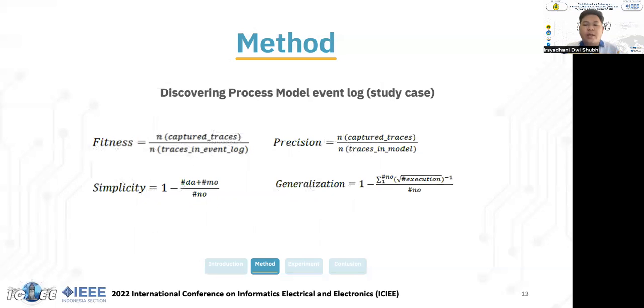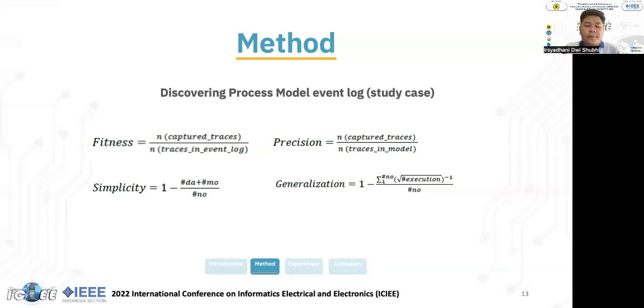After the graph model is successfully discovered, the next step is to measure the quality of the graph process models. The quality measures considered are, first, fitness, which identifies whether the model can properly replay the case records in the log. The formula is the total of captured traces divided by traces in the event log. The second is precision, which seeks to detect models that are overly generic and penalizes undesirable behavior. The formula is the total of captured traces divided by traces in the model.